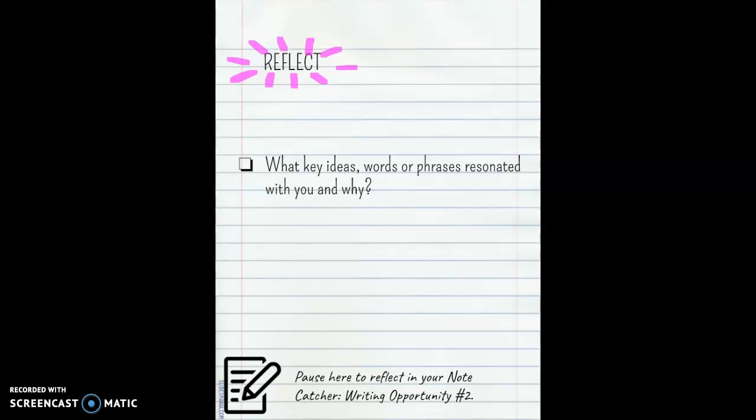For our next writing opportunity, we are going to reflect on the quote on the last slide. What key ideas, words, or phrases resonated with you, and why? Pause the recording here and reflect in your note catcher under writing opportunity number 2.